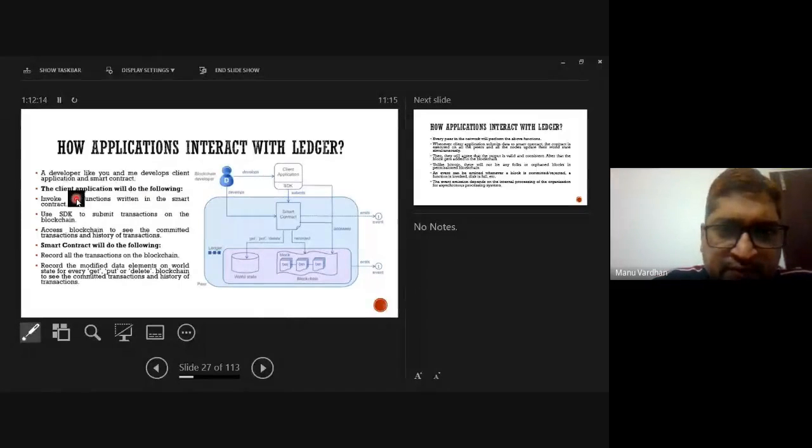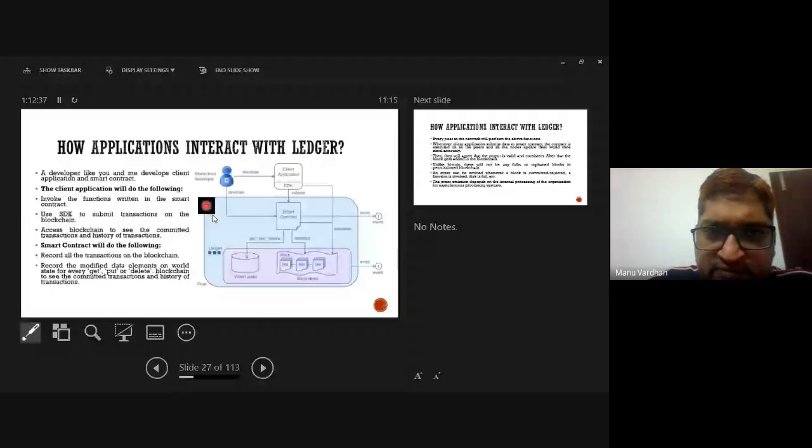we need to have one interface that is developed by a developer like you and me, and they develop the client application and smart contracts. So the client application will do the following. It will invoke the function written in the smart contract, use the development kit to submit a transaction on the blockchain, and access the blockchain to see the committed transaction and the history of transactions.